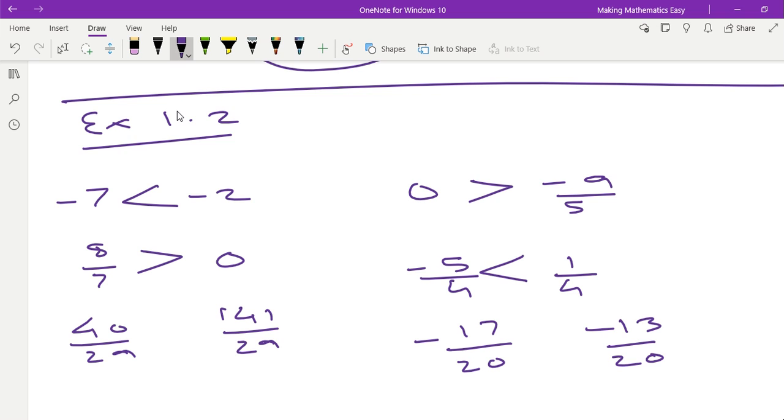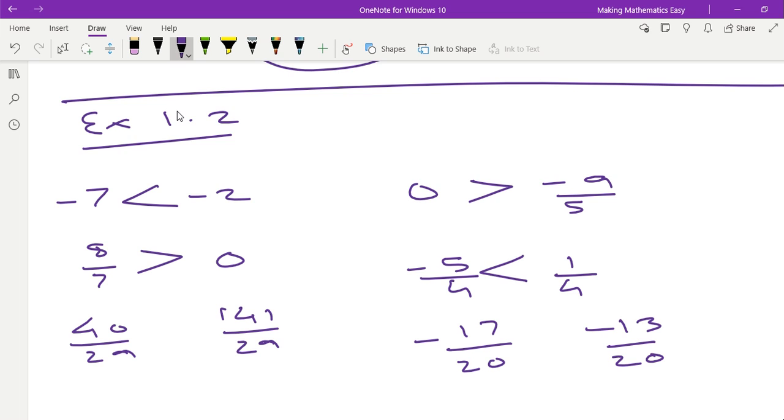Now let's do first this one, minus 17 upon 20 and minus 13 upon 20. If the denominator is the same, there is nothing to worry about. You just need to compare the numerator. Minus 17 is your numerator, minus 13 is your numerator, 20 is your denominator, 20 is your denominator. Denominator is same, so nothing to worry about. Just compare your numerator and see which is the bigger.